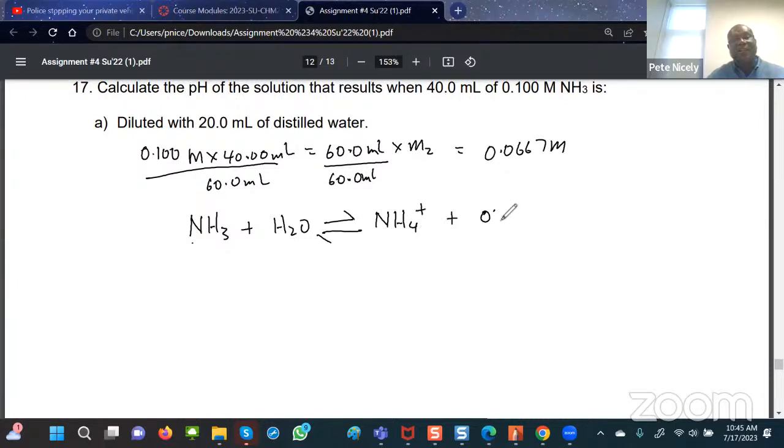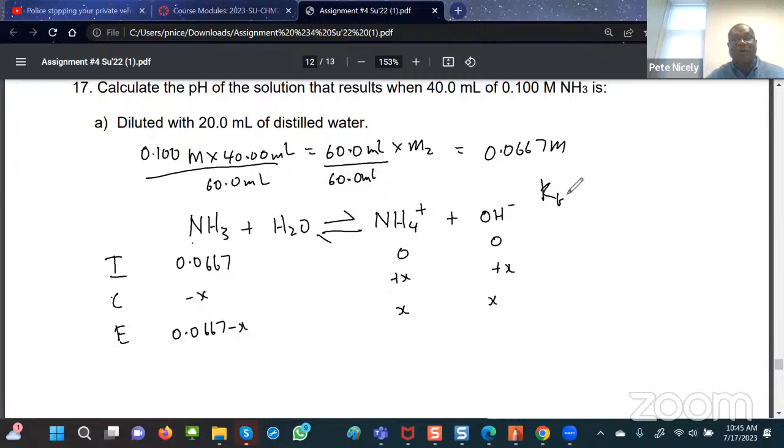Okay, very good. So, setting up the ice table. Initially we're going to have 0.0667 here. Here you're going to have 0, here you're going to have 0. The change here is going to be minus X, plus X, plus X. And then at equilibrium, you're going to have 0.0667 minus X. Here you're going to have X, here you're going to have X.